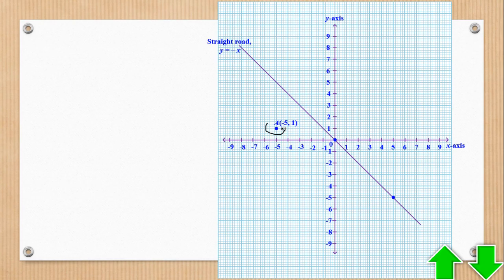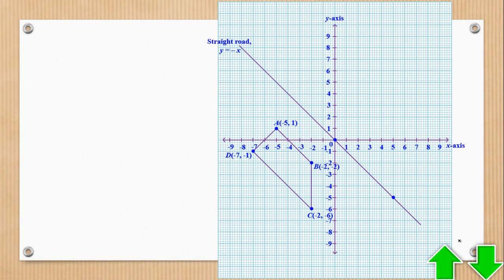So A was (-5, 1). B was (-2, 2). C was (-2, -6). And D was (-7, -1). Then we can join in order A to B, B to C, C to D, and D to A to get the shape of the house.